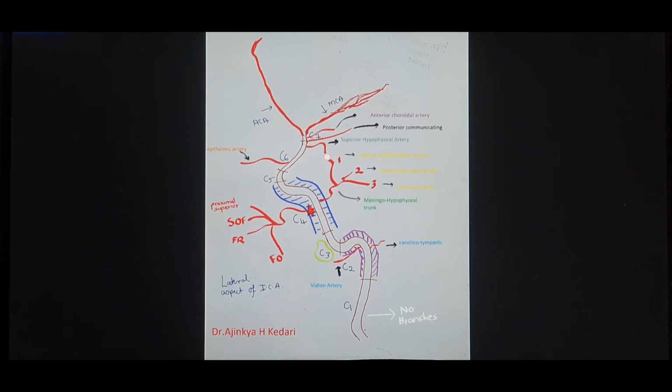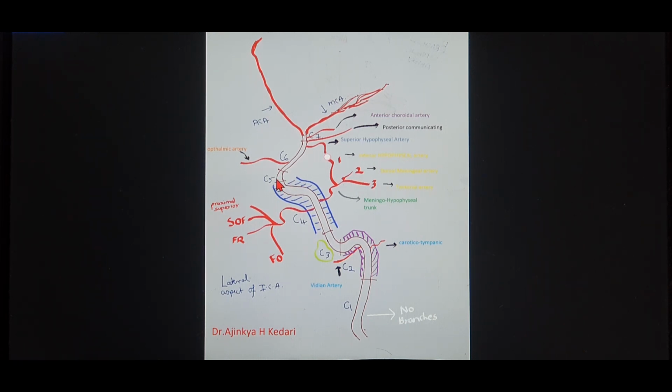Moving on, the second trunk is the inferior lateral trunk. Now there are four branches. One branch is the proximal superior branch. The other one is the branch passing through the superior orbital fissure. The third is the branch which passes through the foramen rotundum, and the fourth one passes through the foramen ovale. So these are the four branches of the cavernous segment.